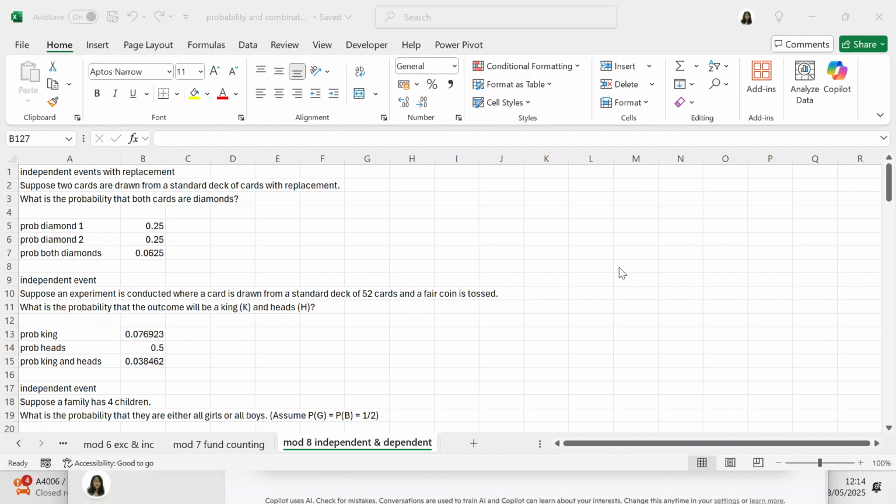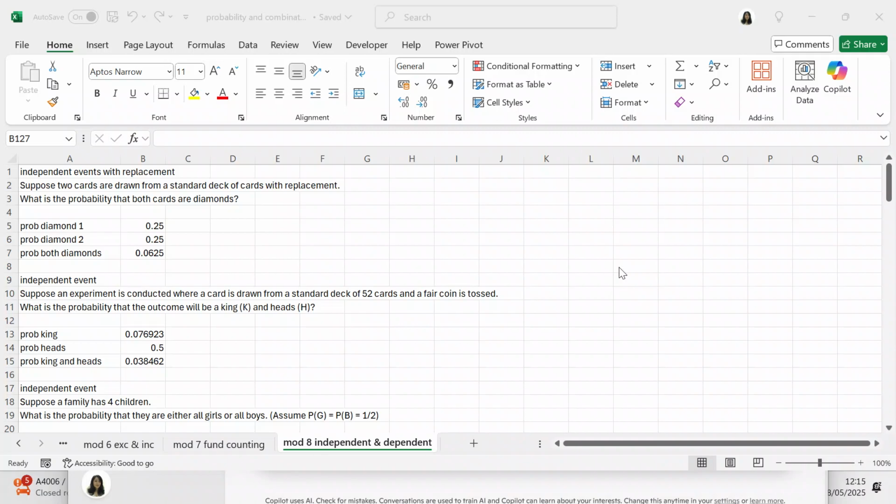So the first question we have is, it's independent events with replacement. Now, in independent events, the item that's taken out is replaced. And if you're asking for event A and event B, it's going to be a multiplication. But if you ask for event A or event B, it's going to be addition. So those are some things that you need to know about independent events with replacement.